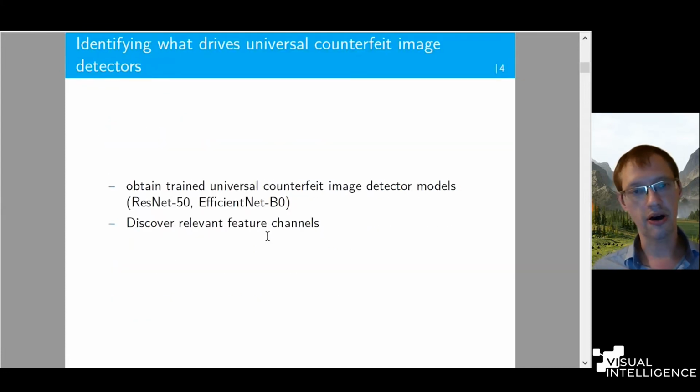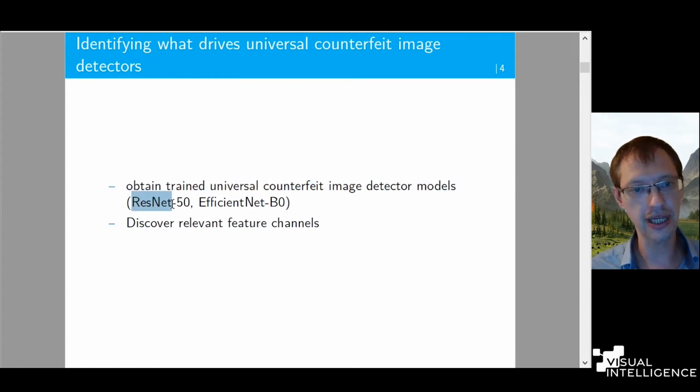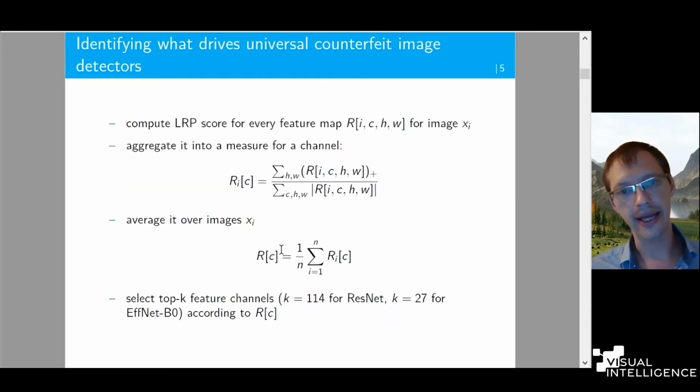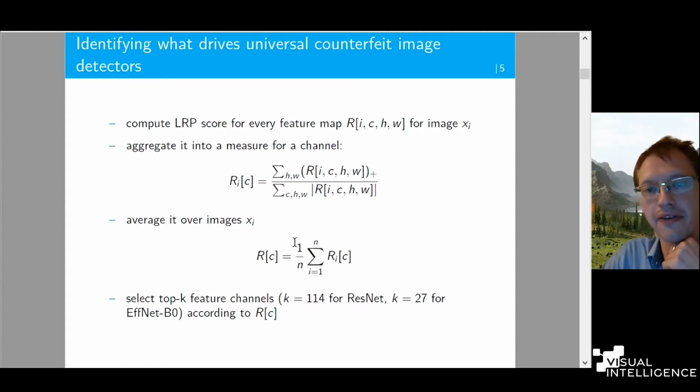Okay, so how did we go about this? Well, we have trained universal counterfeit image detector models, one for ResNet 50 and one for an EfficientNet B0. And next, we have to discover relevant feature channels. Again, the problem is it's not an image of a cat or a dog, so a human cannot verify the findings. We have to resort to statistics to verify the findings.